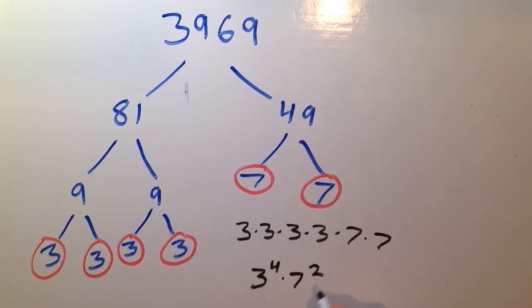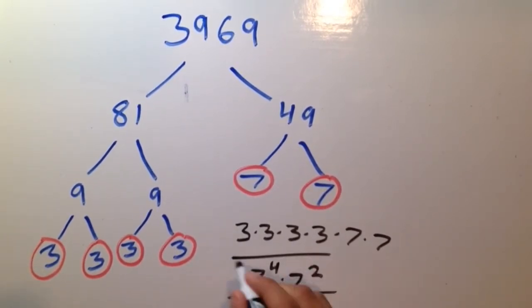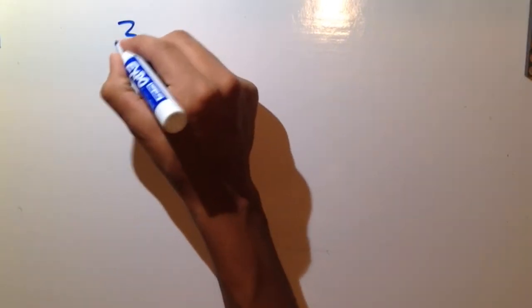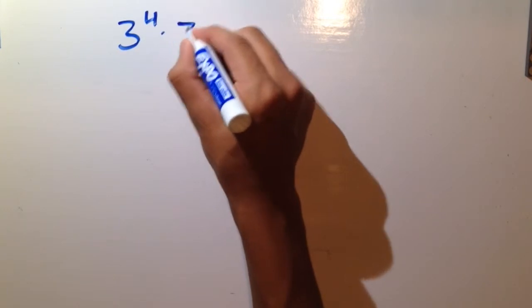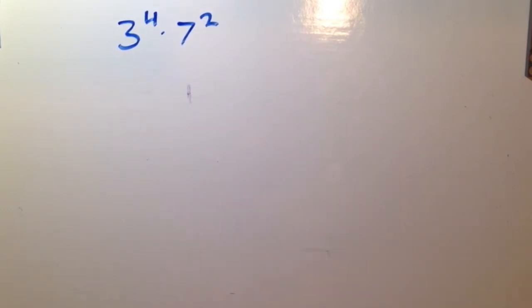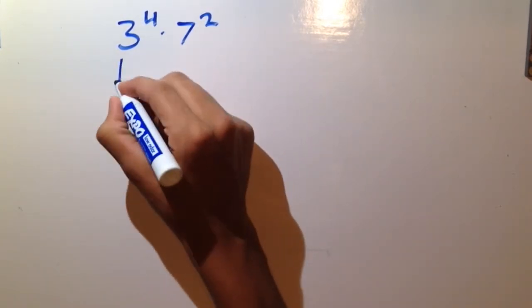And from there, we can see that we have 3 4s and 2 7s, and we can put them back into that exponent form that we were using earlier. And that's one form of our prime factorization. So with our prime factorization of this new number, we have 3 to the 4th times 7 squared.